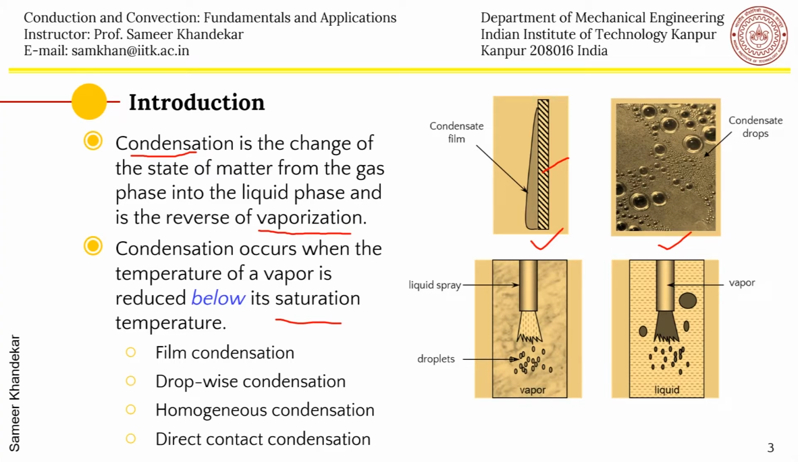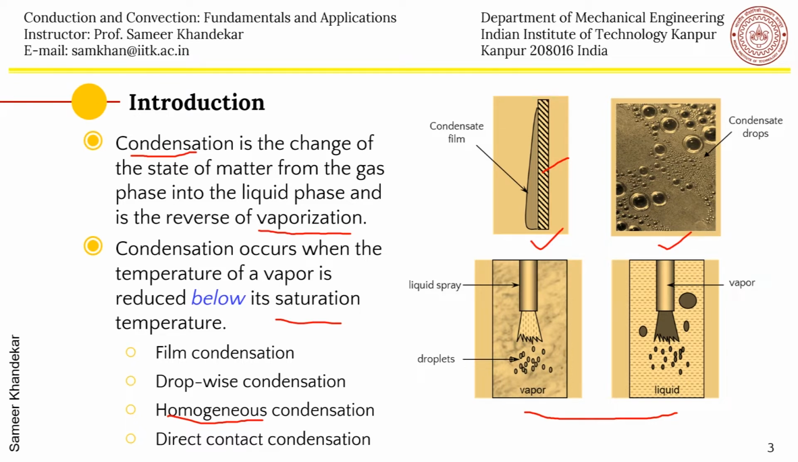There are also instances when homogeneous condensation takes place. That means it doesn't require any solid surface. You just cool the vapor and volumetrically the vapor will convert into liquid, which is called homogeneous condensation. We are not going to study that in this lecture. We are going to study heterogeneous condensation, which is a more common example in many engineering applications.